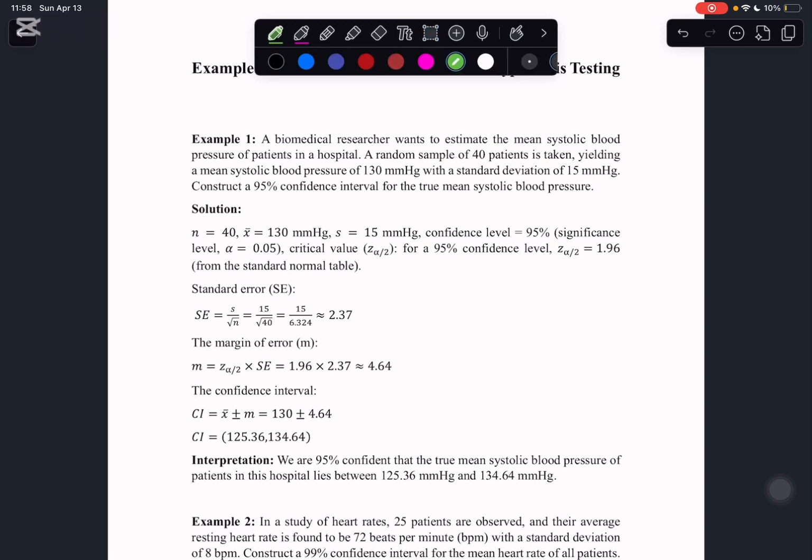Okay. What did I say first? You want to check for 3 things that they gave you: the X bar, the N, and the S. Here, a biomedical researcher wants to estimate the mean systolic blood pressure of a patient in a hospital with a random sample of 40 patients. So N is equal to 40. And the resulting mean systolic blood pressure is 130. So the X bar is 130. Okay. With a standard deviation S equals 15. But then they told you to construct a 95% confidence interval.